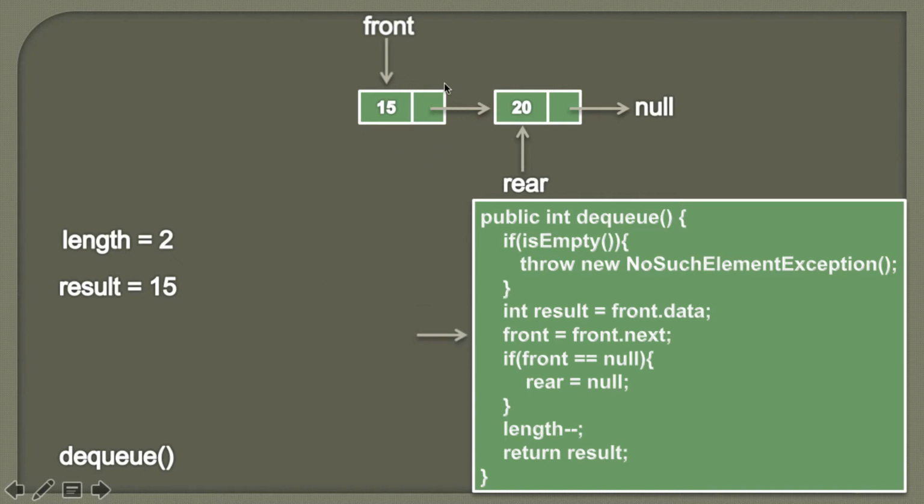Now in order to remove this node from the queue, we have to break this link, because if front is referring to this node, then this node would not be removed. So in order to break this link, we are simply assigning the front.next value to front. So it would look something like this. Moving ahead.